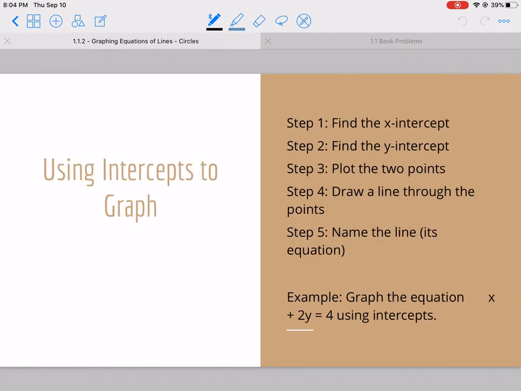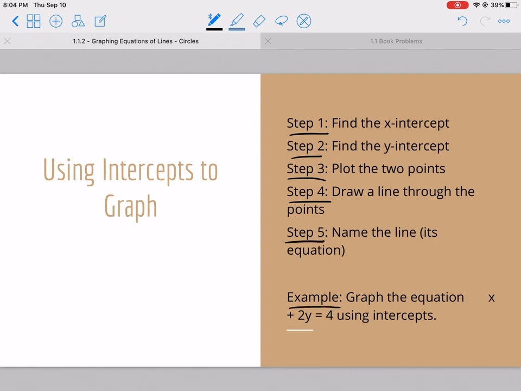Okay, using intercepts to graph. So this is a quick way to graph a function or most shapes. So step 1, if you're trying to graph just by using the intercepts, find the x-intercept. Step 2, find the y-intercept. Step 3, plot the 2 points. And step 4, if we're talking specifically about a line, you're going to draw a line through those 2 points. Step 5, you're then going to name the line or label it.